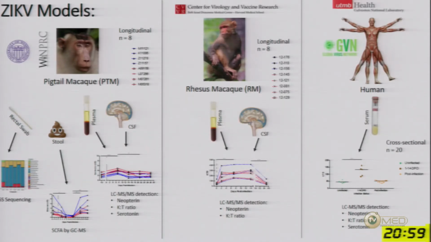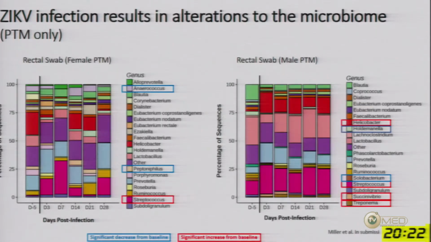And then finally, we wanted to look at human samples and see if there's any evidence of this being predictive of human disease. For this, from the Galveston National Laboratory and the Global Virus Network, we got serum, and that's all they had available, so we don't have CSF or gut samples from this either. But we were able to look at 20 patients that were either completely uninfected, in early infection, 1 to 14 days after onset of symptoms, or post-infection, over 14 days post-symptom. And here we were also just able to look at the inflammatory markers, the neopterin, KT ratio, and serotonin.